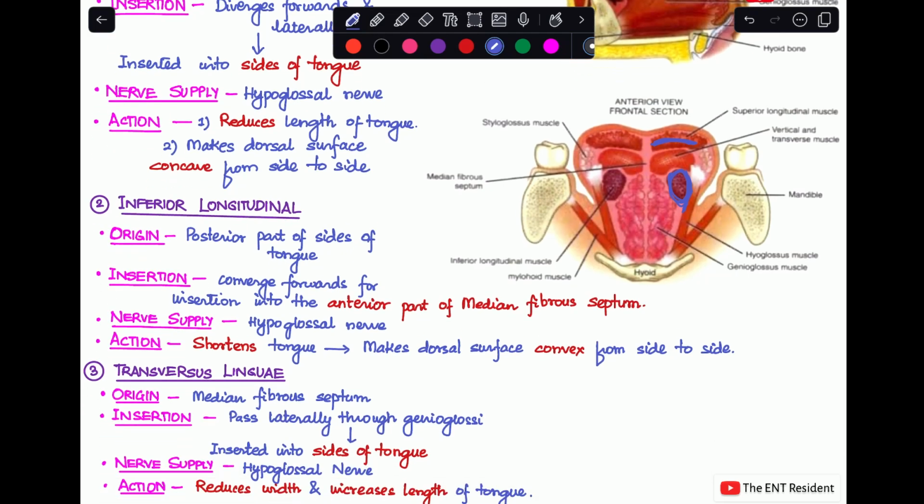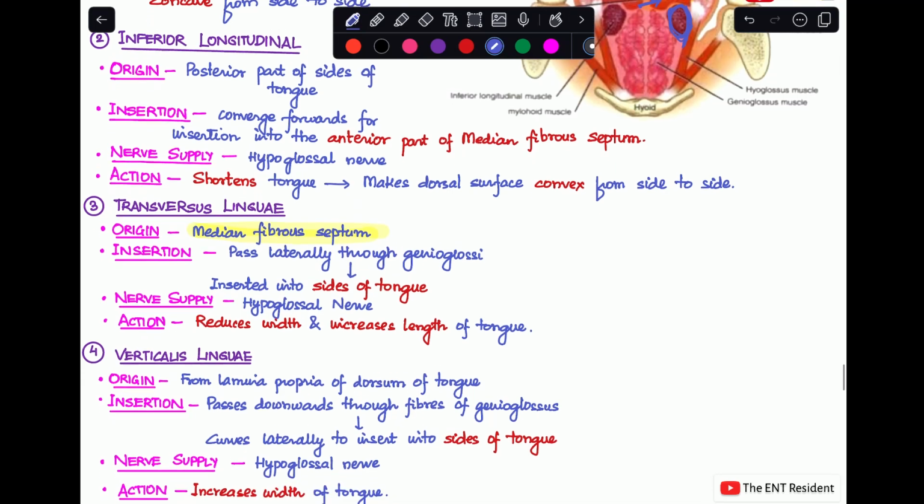Its origin is from the median fibrous septum, just like the superior longitudinal muscle. It passes laterally through the genioglossus muscle and it inserts into the side of the tongue. Nerve supply is the hypoglossal nerve and action is to reduce the width and increase the length of the tongue. You can see in the image over here, these muscles that you see over here, this is the verticalis and the transversus linguae muscle.